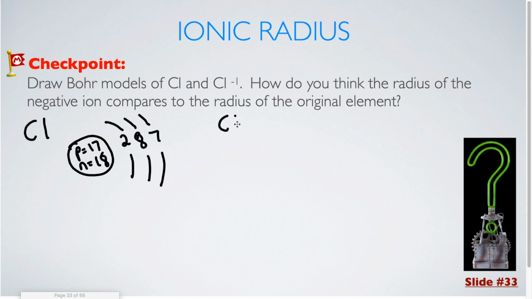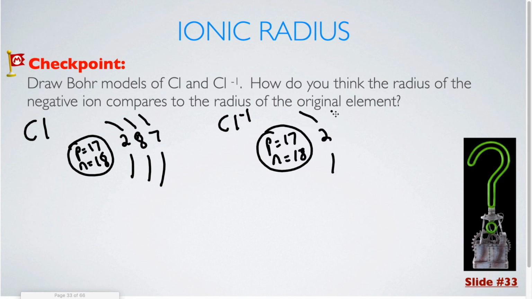Now when this becomes chlorine -1, our nucleus is going to remain exactly the same, but our shells are now going to be 2, 8, and 8. The -1 charge means that we have picked up an extra electron, and that electron is going to fill into the final shell since there was still space.